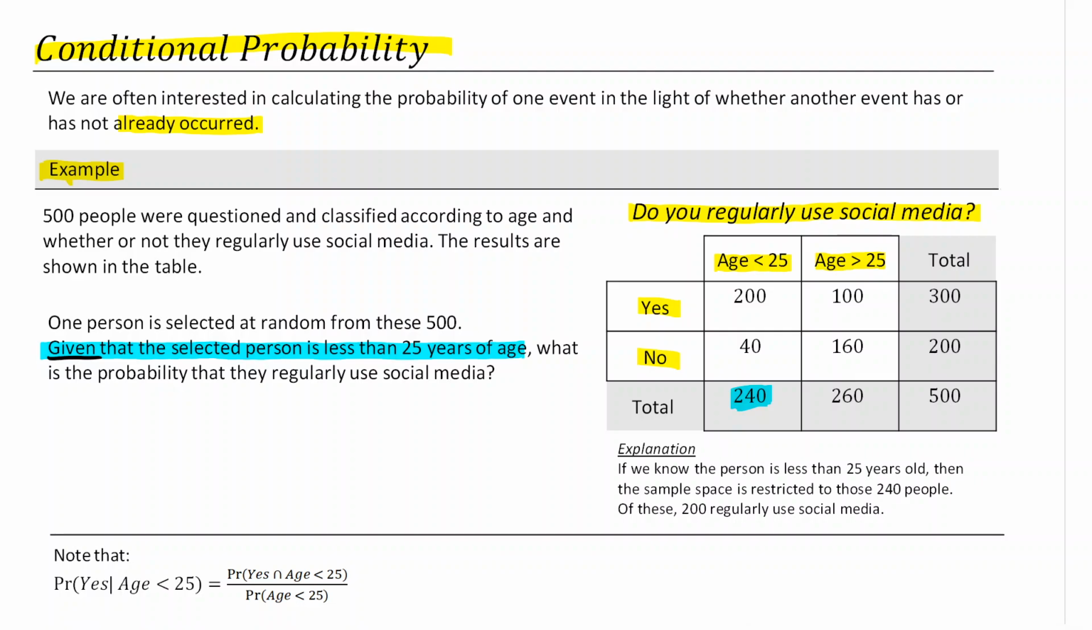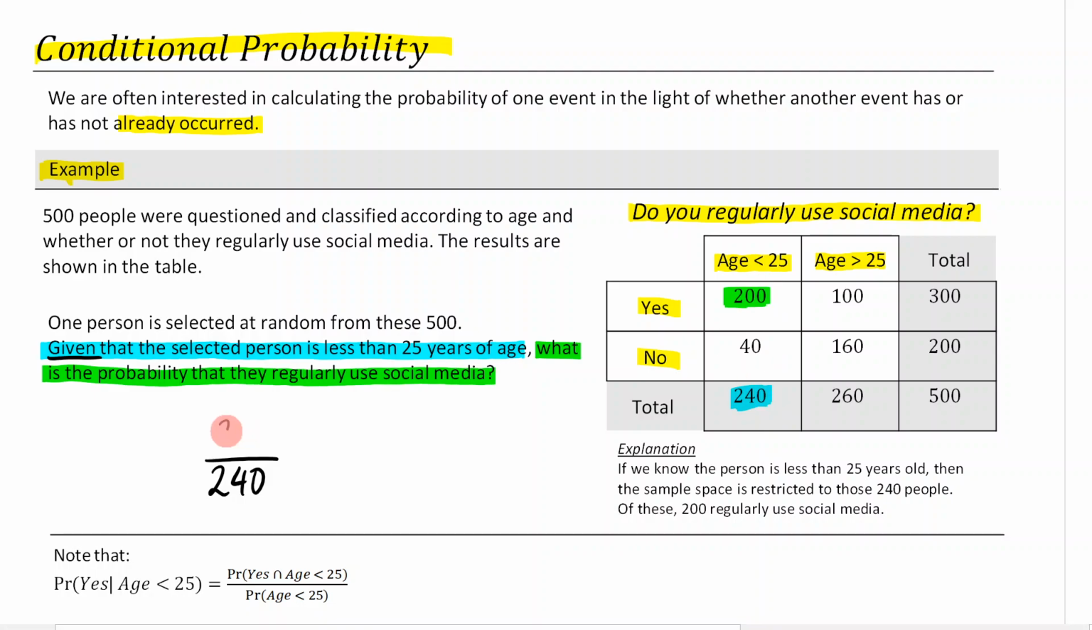So let's come here now. We're going 240. That's what we're considering. And then it says, what is the probability that they regularly use social media? So out of people who are under 25 years, what is the probability that they regularly use social media? Well, that's 200 out of 240. So we're going to put 200 here.